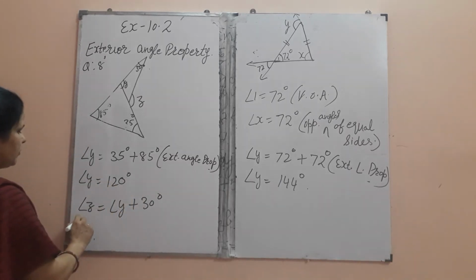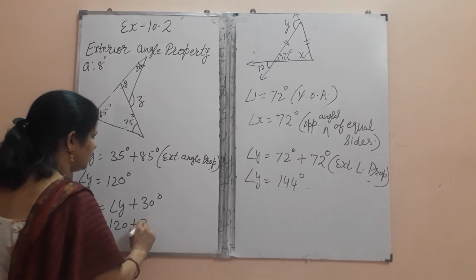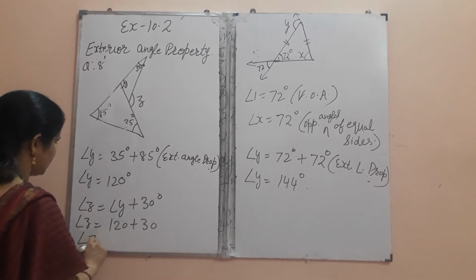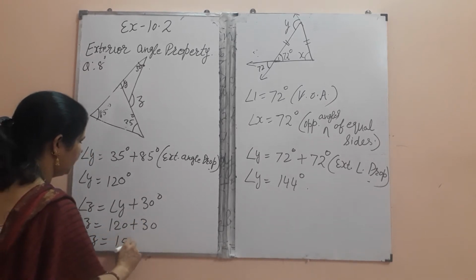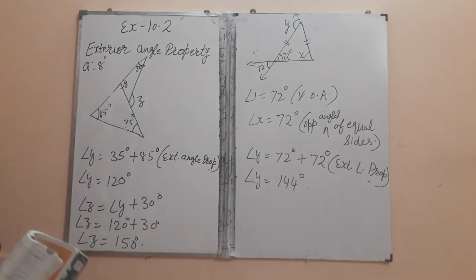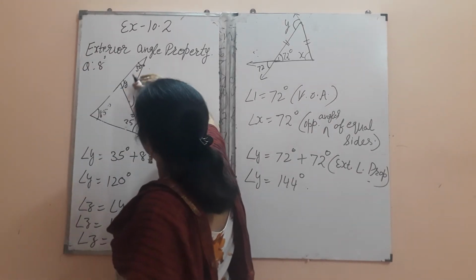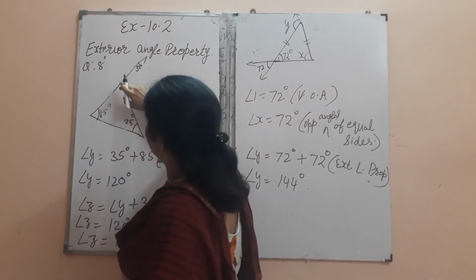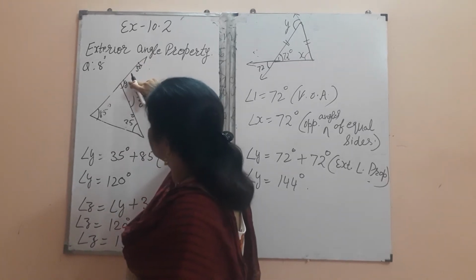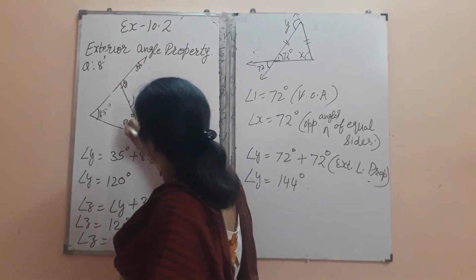Angle y is 120, we have found. Angle z equals 120 plus 30. So angle z equals 150 degrees. Understood? First we hid this line. If we hide this line, then this is a triangle and this is the extended line. So this is the exterior angle and the sum of these two angles will be equal to this.